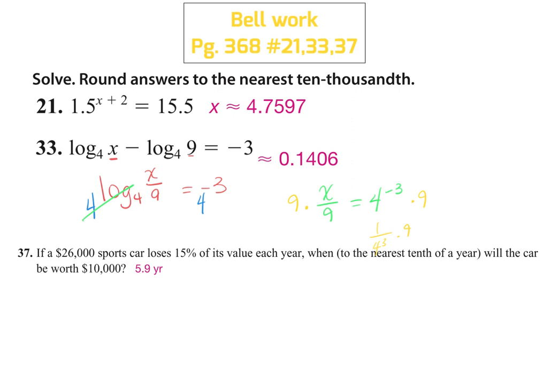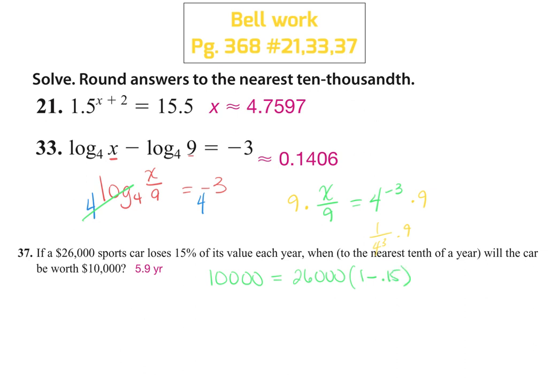So if a $26,000 sports car loses 15% of its value each year, when, to the nearest tenth of a year, will the car be worth $10,000? So our final amount that we have here is $10,000. We started with $26,000. Remember, for my formula here, I'm going to say 1 plus or minus. If it's losing 15%, what am I going to do there? Yeah, I'm going to say minus 0.15, and that's raised to the years.